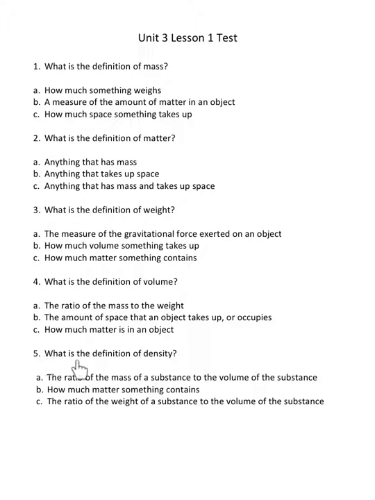Number 5. What is the definition of density? A. The ratio of the mass of a substance to the volume of the substance. B. How much matter something contains. C. The ratio of the weight of a substance to the volume of the substance.